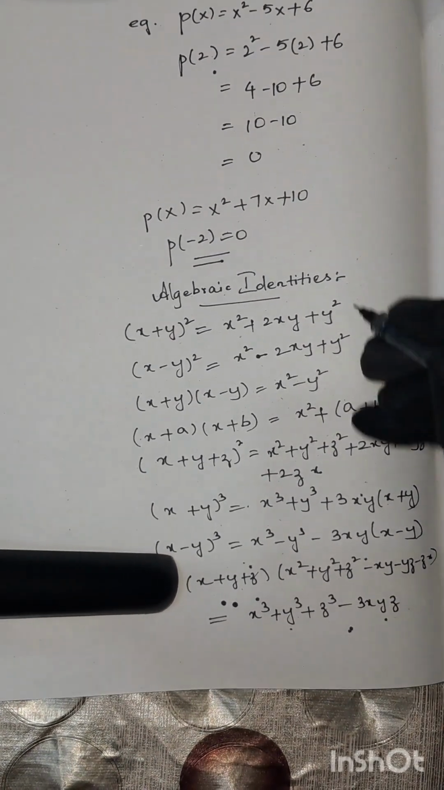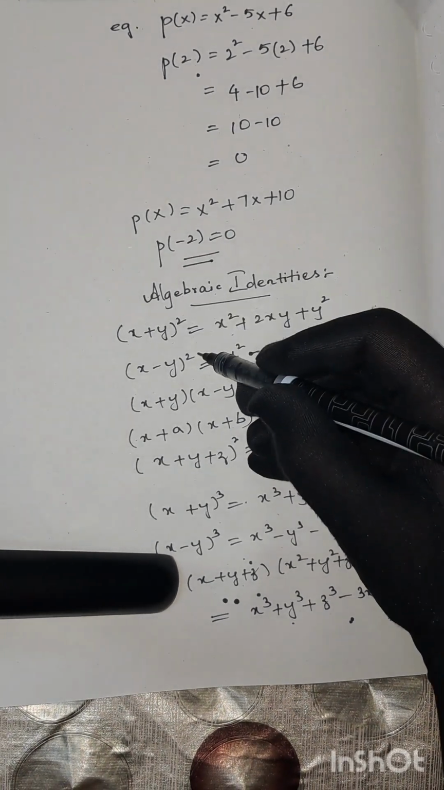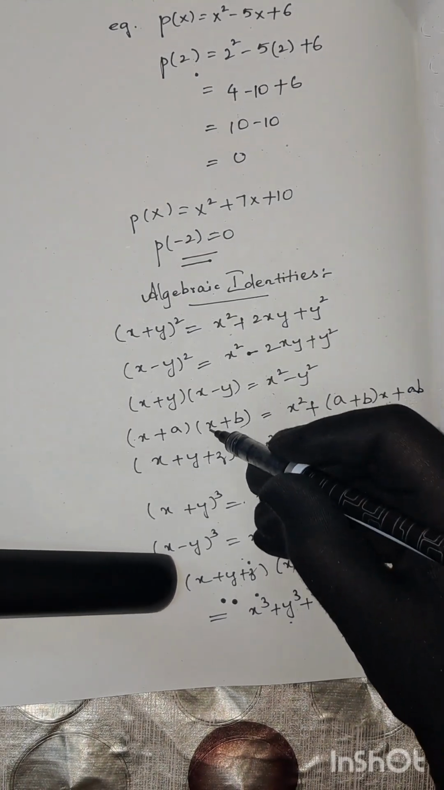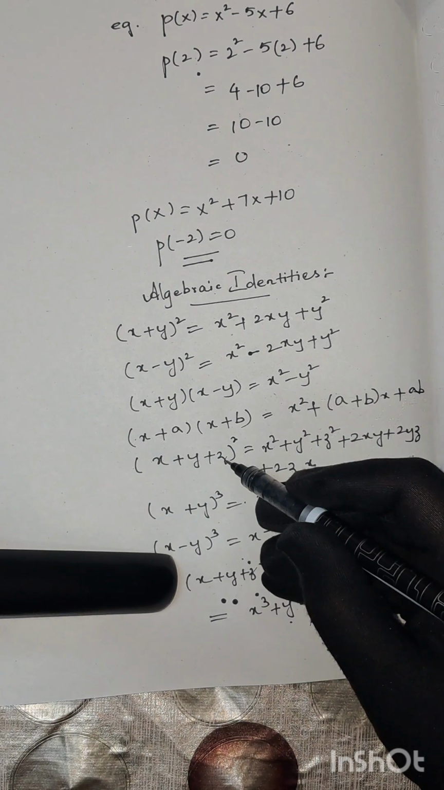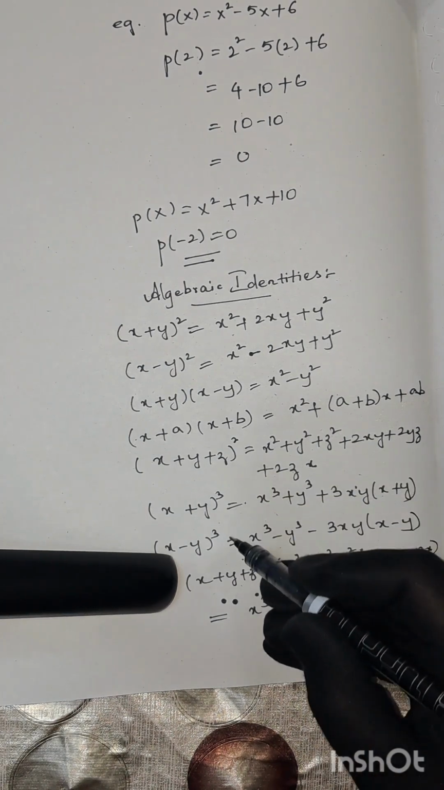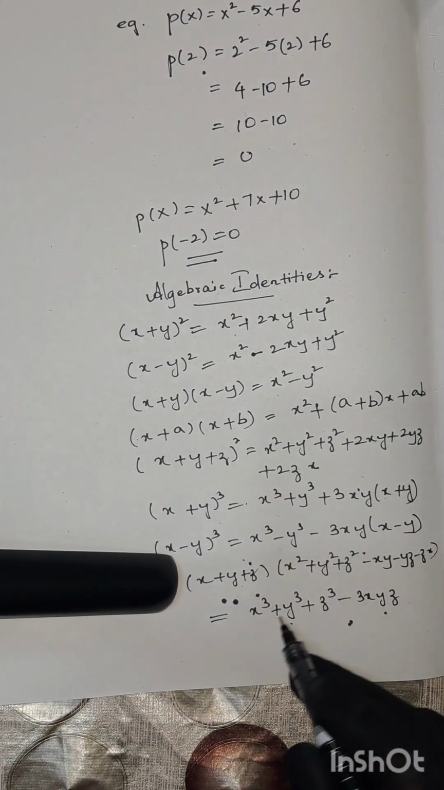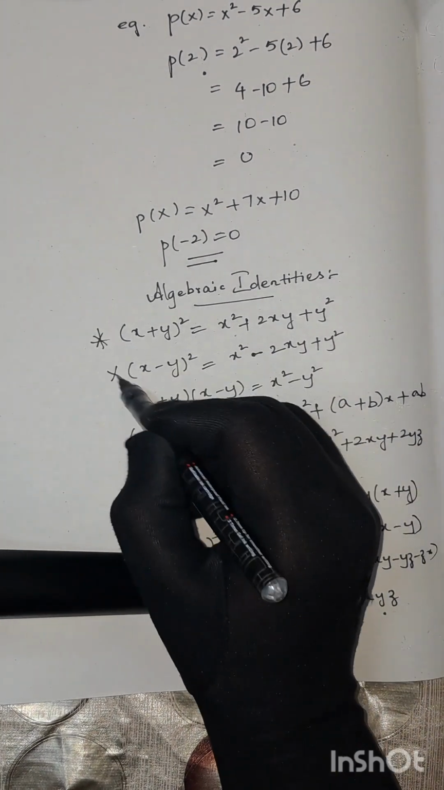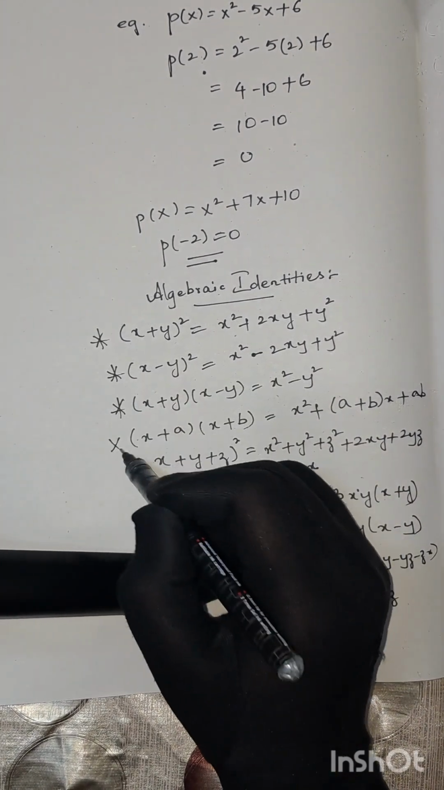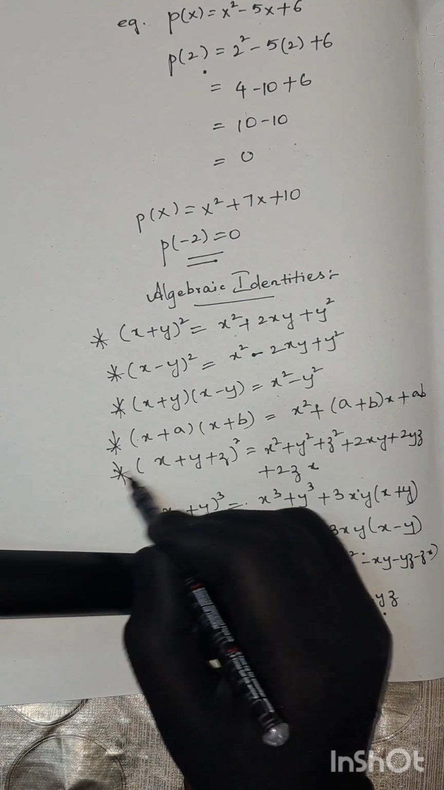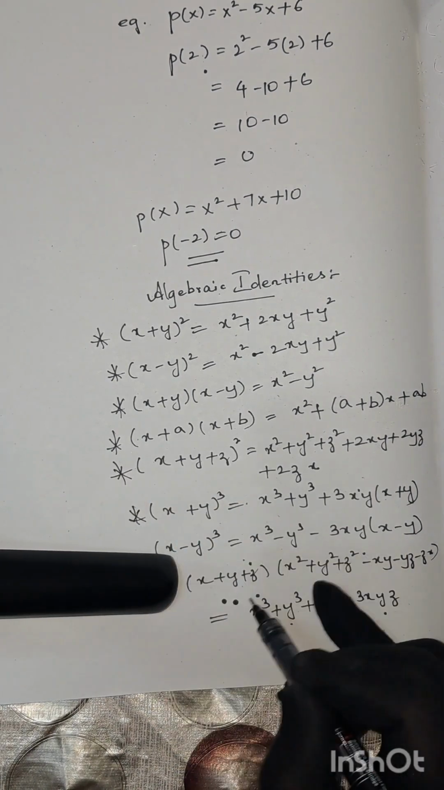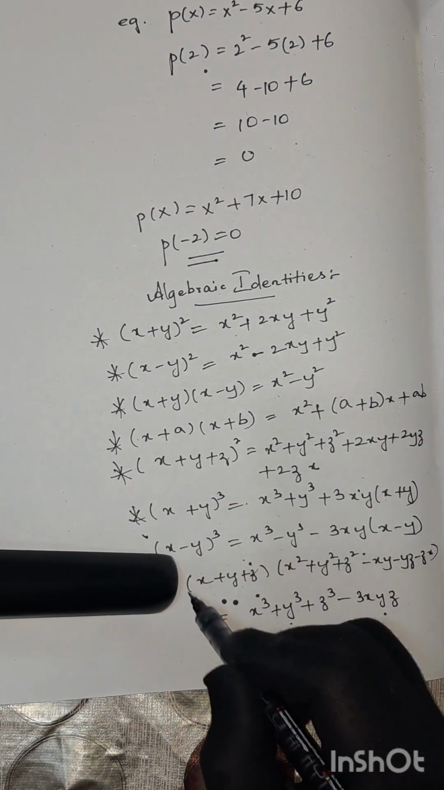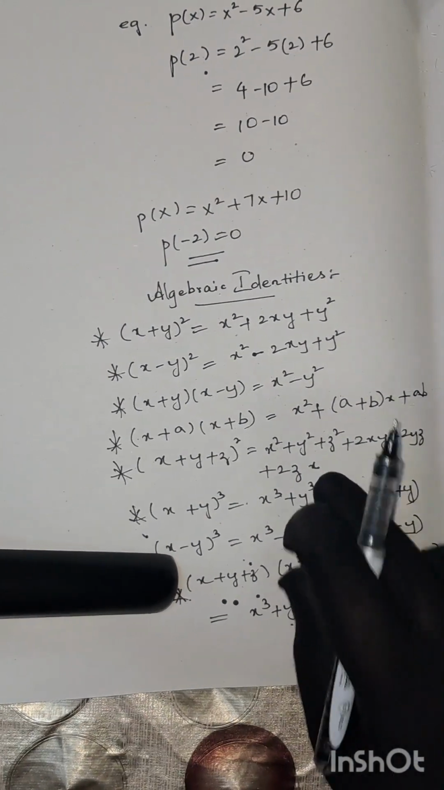So these are all algebraic identities: x plus y whole square, x minus y whole square, x plus y into x minus y, x plus a into x plus b, x plus y plus z whole square, x plus y whole cube, x minus y whole cube, and x cube plus y cube plus z cube minus 3xyz. These are the most important things. You are going to use them everywhere during your studies. So always remember all these formulas. This is all important.